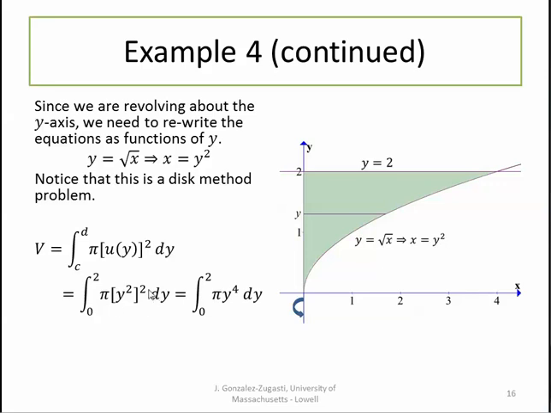Now we just simplify the integrand here. We find the antiderivative and we evaluate it from 0 to 2. So take a moment now to make sure you can stop and do the algebra to get you to 32 pi over 5.